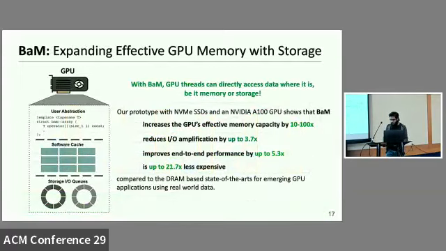In conclusion, to break the accelerator memory capacity wall, we propose BaM, where GPU threads can access data where it is, be it memory or storage. Our prototype shows that BaM not only increases the GPU's effective memory capacity, but reduces I/O amplification, improves performance, and is significantly less expensive than DRAM-based solutions.